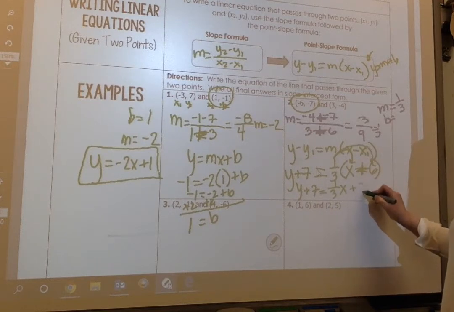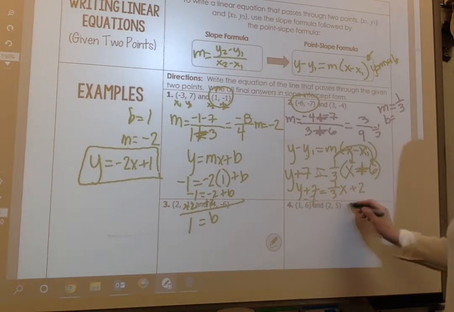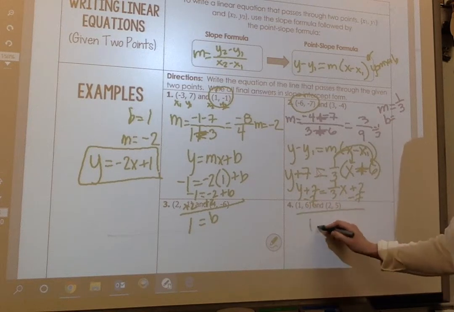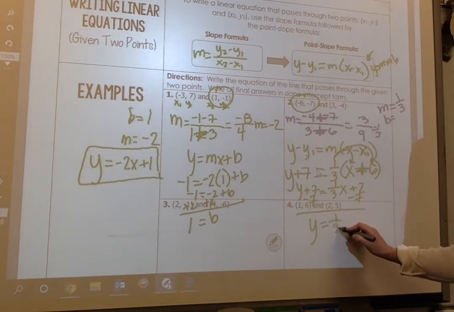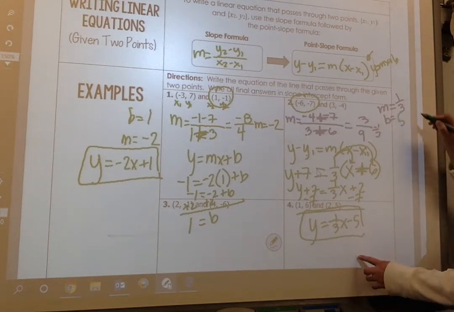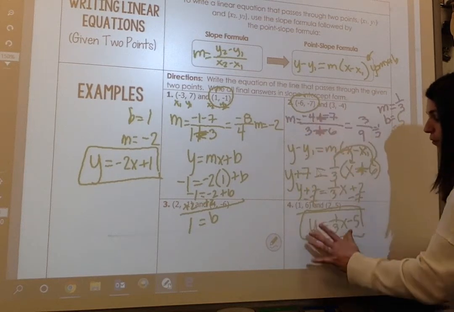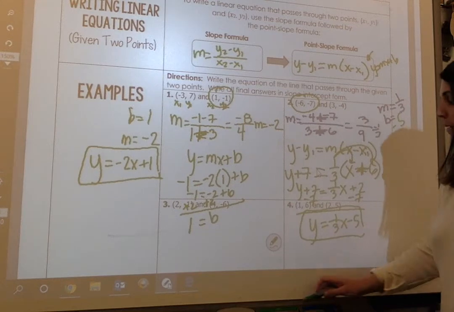1/3 times 6 is 2. And to get y by itself, I subtract 7. And my final answer is y equals 1/3 x minus 5. So I have my slope, I have my beginning point, negative 7, and the point-slope formula allows me to solve it all at one time.